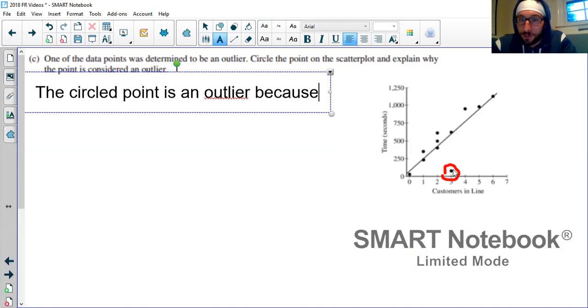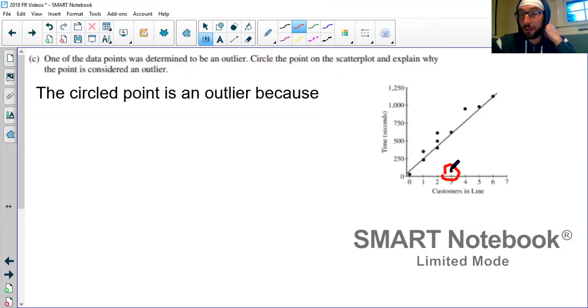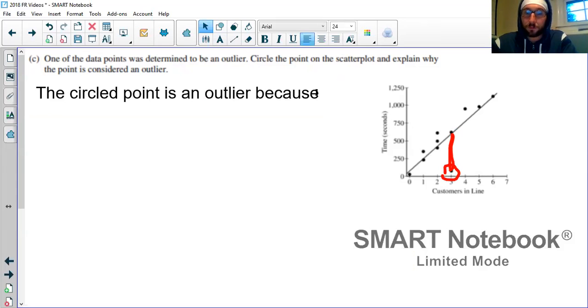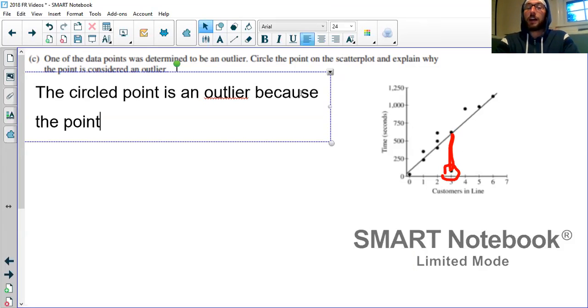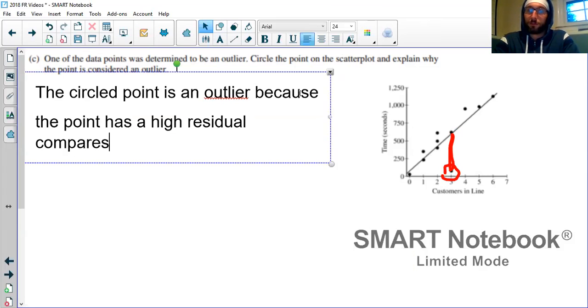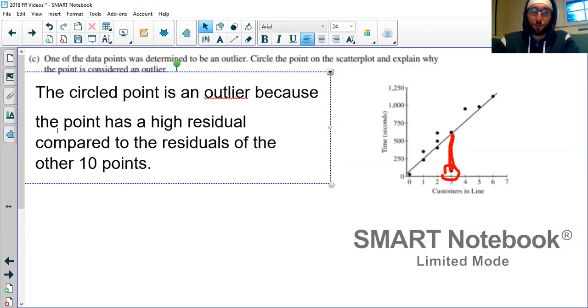So one reason, like this point is far away from the line of best fit compared to the others, or I should say further away from the line of best fit than the others. Well, when we talk about that vertical distance, the distance from the point to the LSRL, that's our residual. Visually, this is the residual, except it's supposed to be vertical. Mine's terrible. So here, there's a couple ways you can answer this. We could say the point has a high residual compared to the residuals of the other 10 points. That's one way to do it.